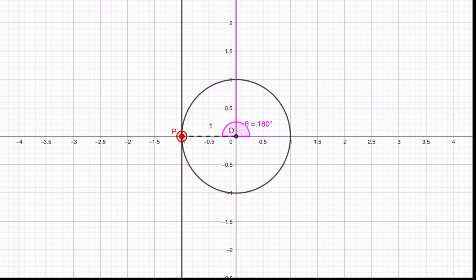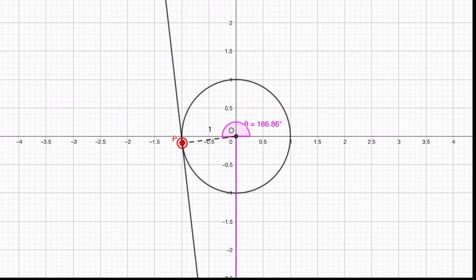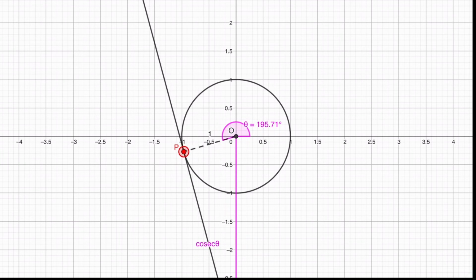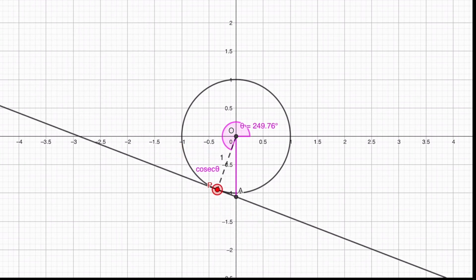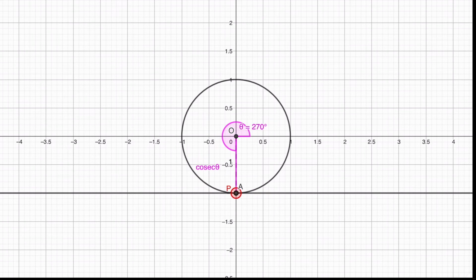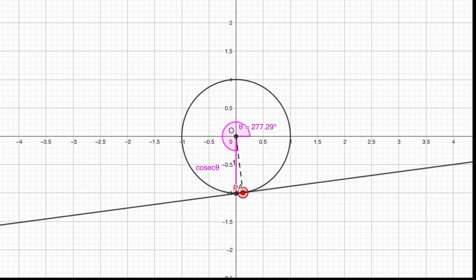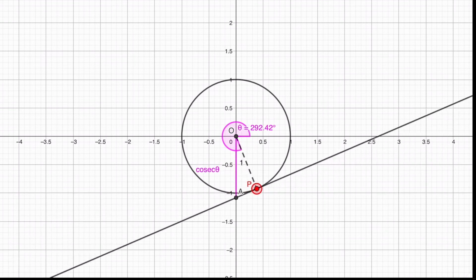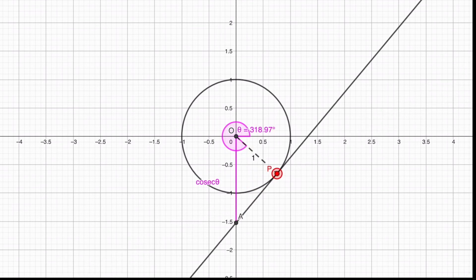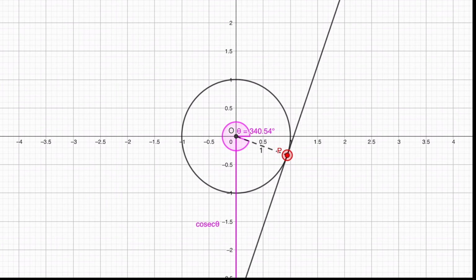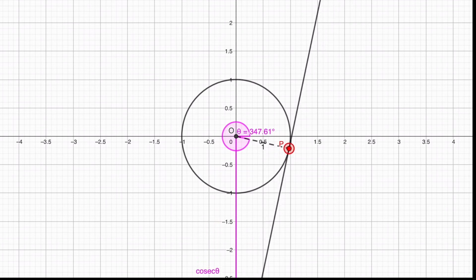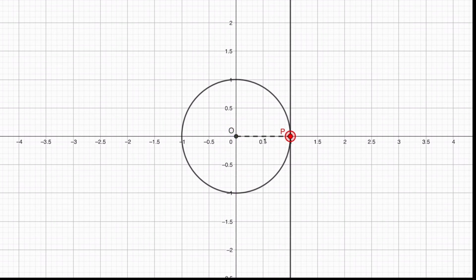And in the third quadrant, as theta increases, cosecant theta values are negative. It increases from minus infinity to minus 1. So, cosecant 270 degrees value is minus 1. And then in the fourth quadrant, as theta increases, cosecant theta decreases from minus 1 to minus infinity. Cosecant theta becomes minus infinity as theta increases. And when theta becomes 360 degrees, cosecant theta is not defined.